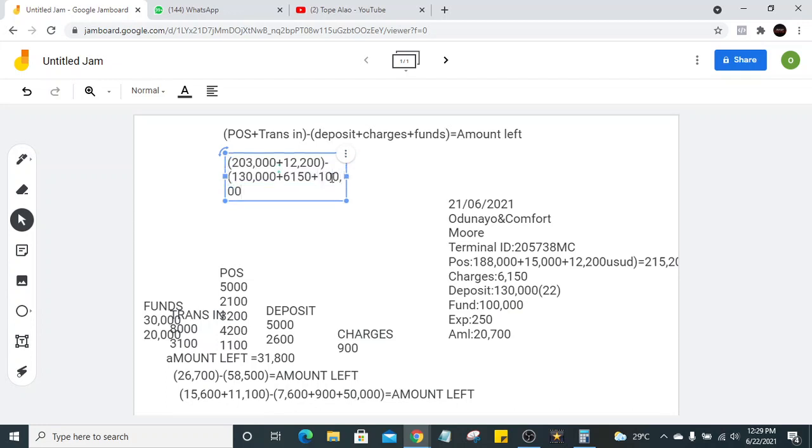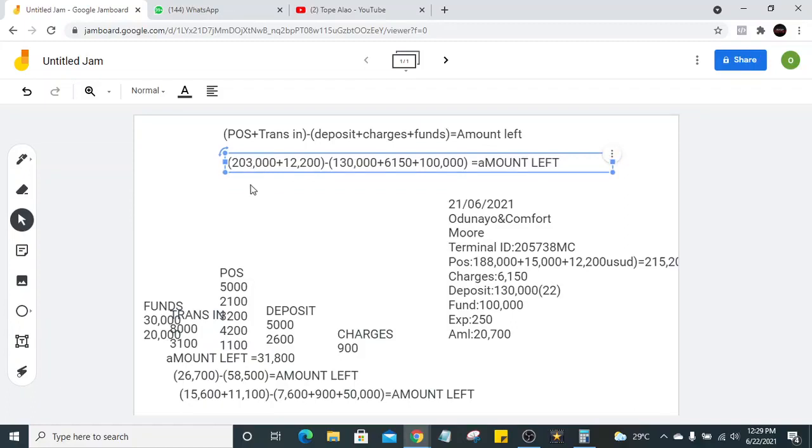Don't be amazed that this value is small. There are a lot of people that do way more than this, depending on your location. You can learn how to get a good location from my online class. Okay, let's just call it amount left. I don't know why I'm mixing capital letters and small letters, but let's leave that.